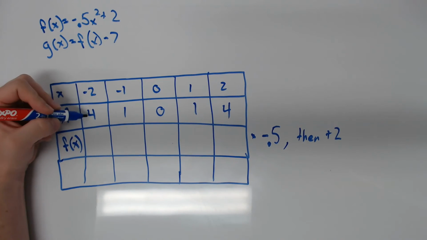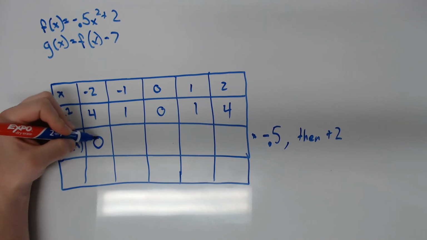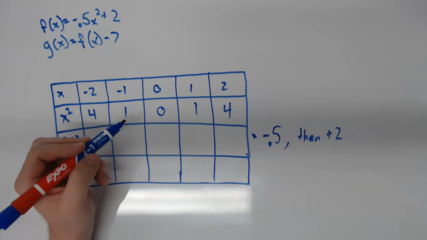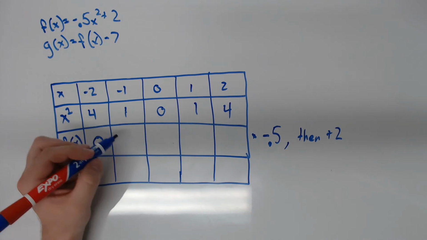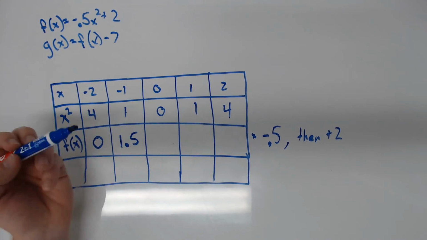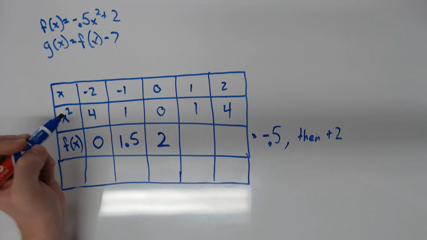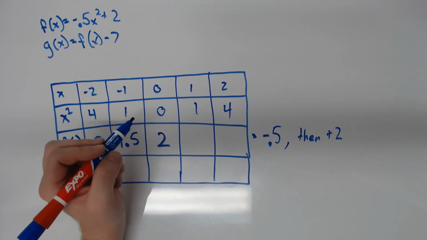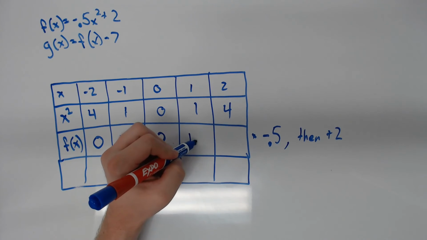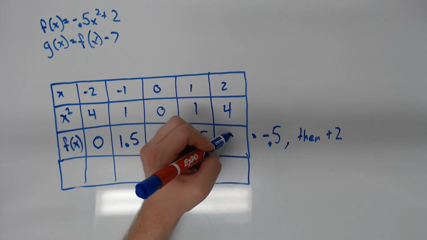All right, so half of 4 is 2, but negative. So I've got -2 plus 2 is 0. Half of 1 is, well, 0.5. Then I make it negative. So -0.5 plus 2 is 1.5. Half of 0 is just 0. 0 plus 2 is 2. And then we should be symmetric now. Half of 1 is 0.5, but negative, so -0.5 plus 2 is 1.5. Then half of 4 is 2, but -2. -2 plus 2 is 0.